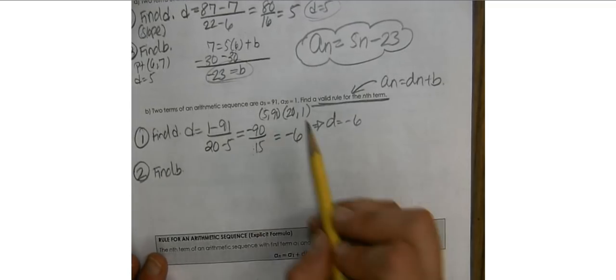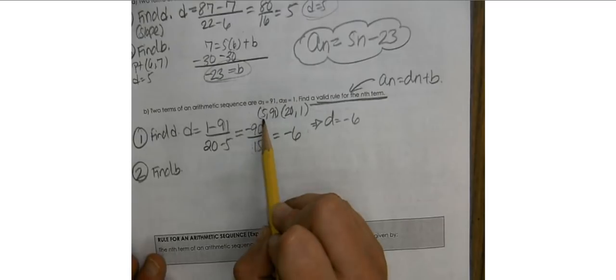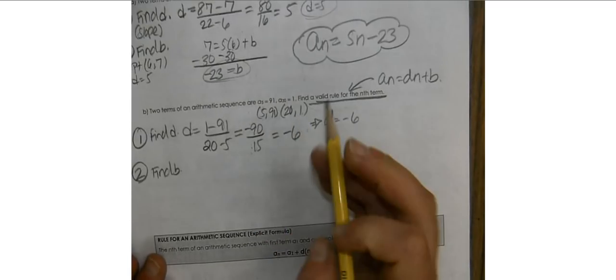The next thing I need to do is find what B is. So I need to pick an ordered pair that makes me feel happy inside. If I had to choose between 5, 91 and 20, 1, I'm going to choose 20, 1. This is your choice. You can choose whichever one you want, but I think that 20 and 1 are a little bit easier to work with.